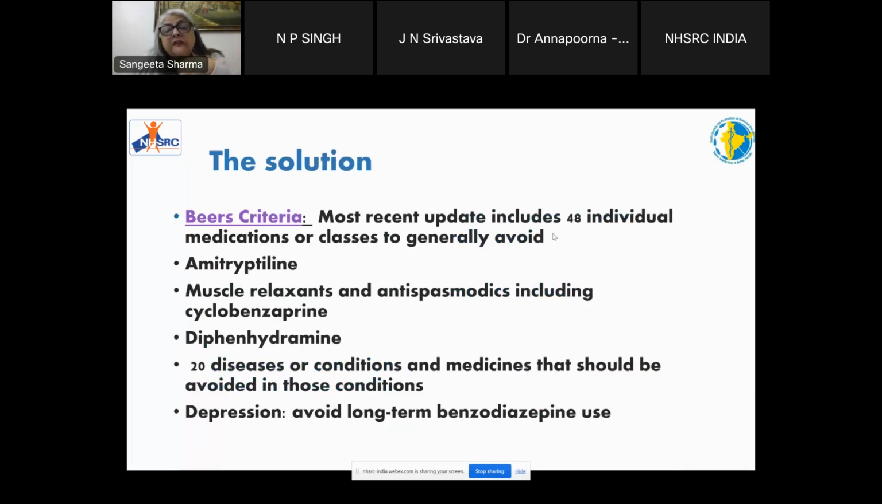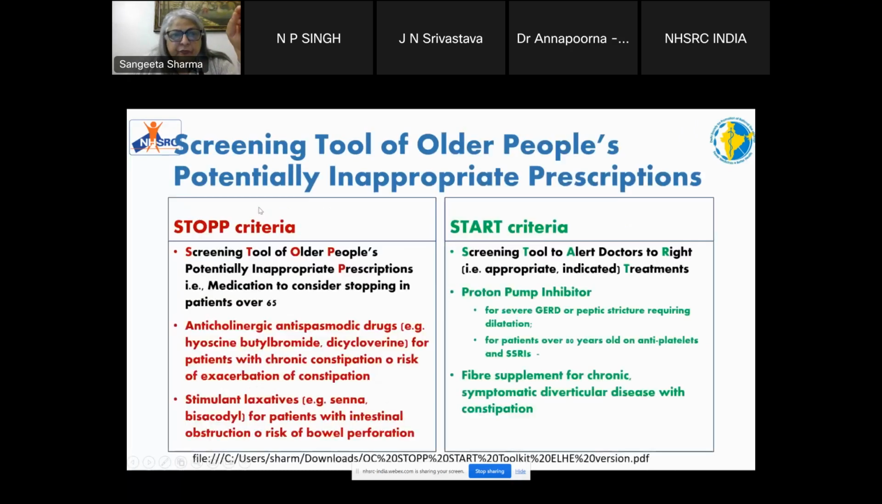And when you are selecting a medicine, there are various screening tools available which will tell you which one is a potentially inappropriate medication for the elderly. For example, Beers criteria is one. Then there are STOP criteria and START criteria. In the STOP criteria, they list potentially inappropriate prescriptions, because some of the drugs can give rise to more pronounced adverse effects in the elderly.